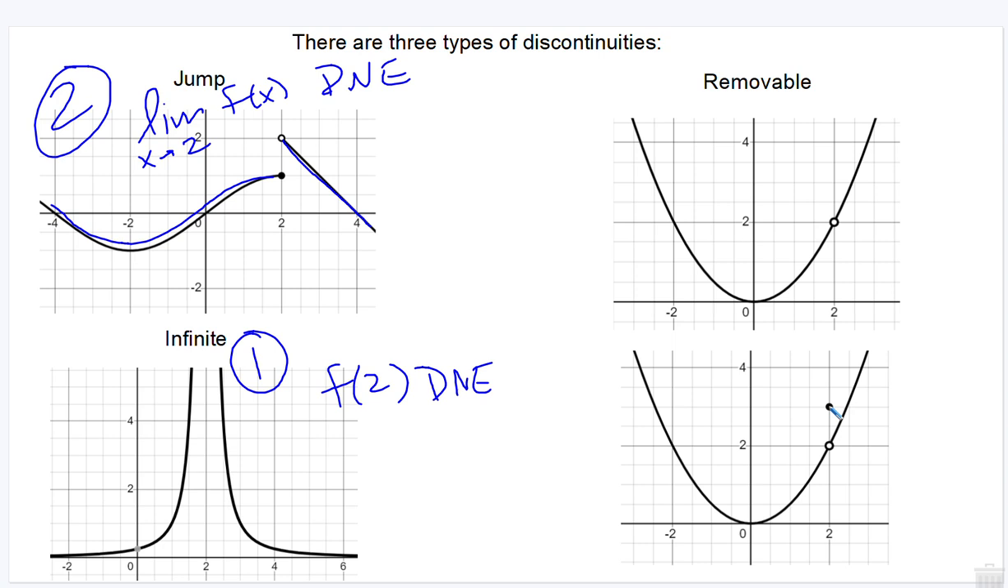For the top one, does the function exist at 2? Does f of 2 exist? That's the first criteria to see if it's continuous here. The answer is no, it does not exist.